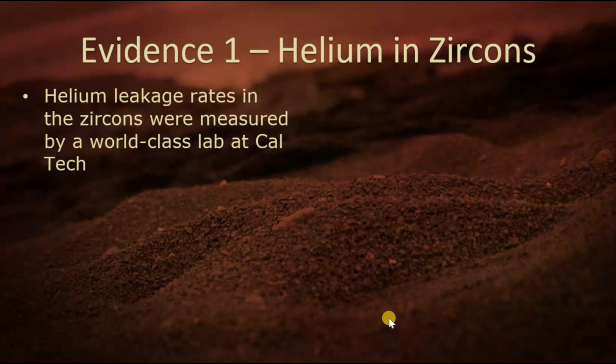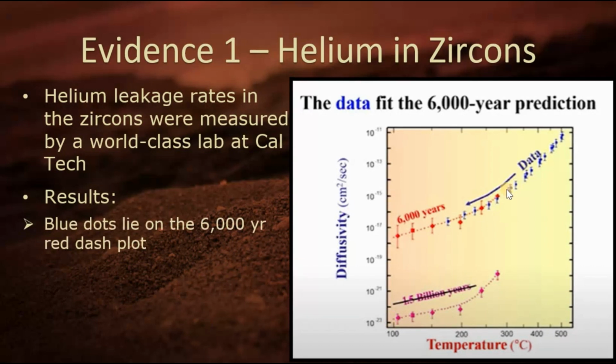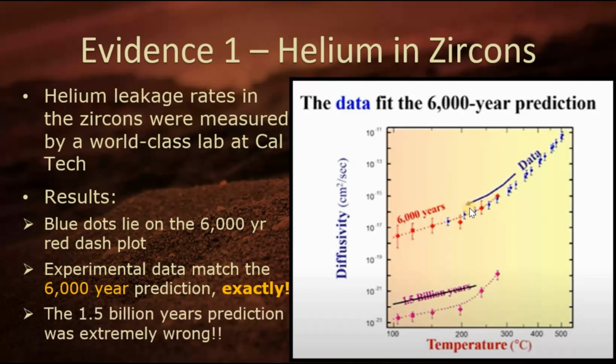The helium leakage rate in the zircons was measured at a world-class lab at Caltech. And the results: the data fit the 6,000-year prediction, or the creation line. If you look at the blue dots, those are the actual measurements, the data, and see how they fit the red dashed line almost perfectly. So the experimental data matched the 6,000-year prediction exactly. The 1.5 billion years prediction was extremely wrong.